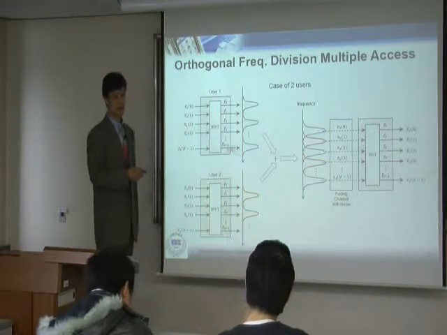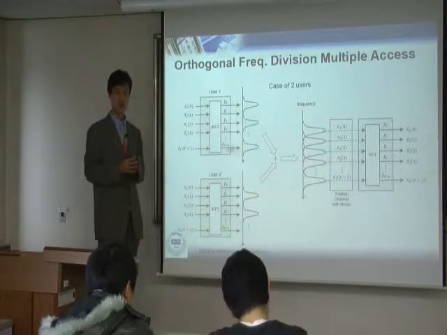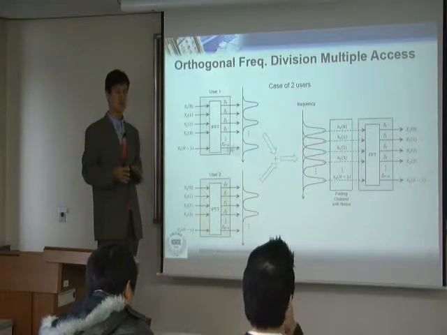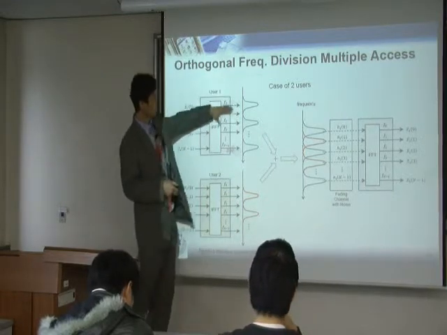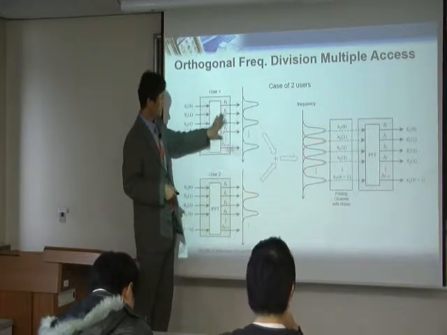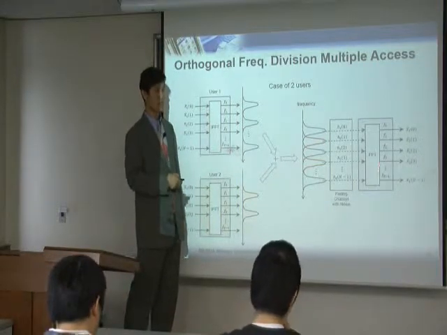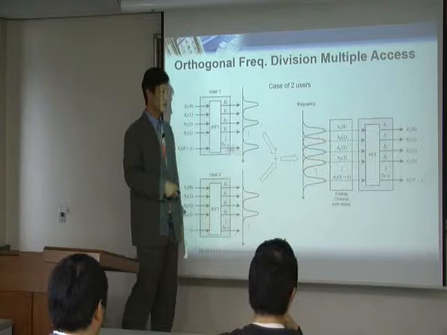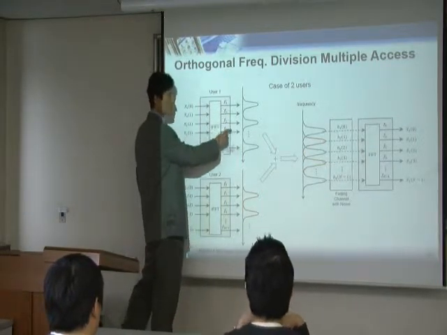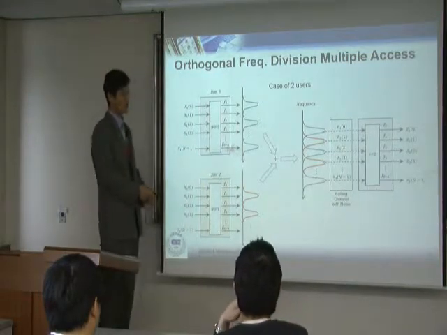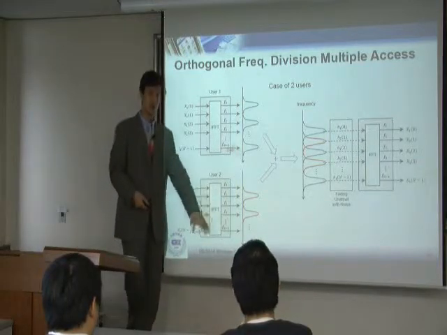When you have multiple access, since there are multiple users, you should have a central station called the base station, right? Always, the base station has a scheduler. So which subcarrier you use and how many you use all depends on the base station. The base station controls everything. So the base station tells user 1, you can use F0, F2, and so on. And the base station also tells user 2, you can use F2, F3, and so on.